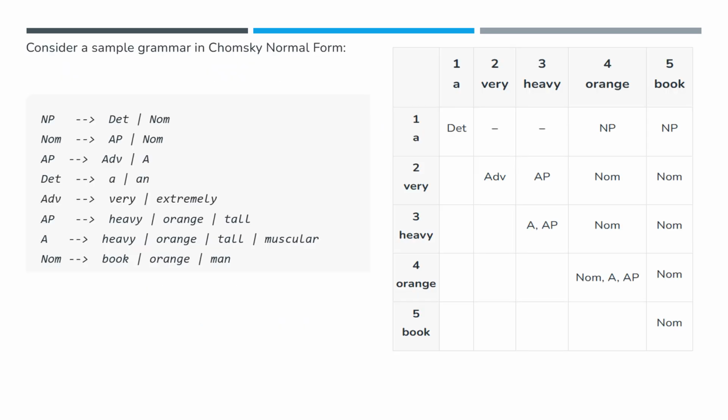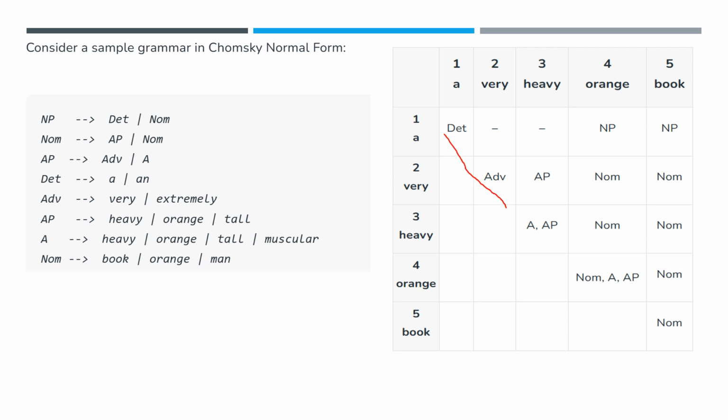So for the table, what I need to do is, here is my grammar. It is in CNF form. Using this grammar, I'll write my sentence in the blocks. So I have a very heavy orange book. Same, I'll write in the rows as well: a very heavy orange book. In case of dynamic programming, it is an upper triangular matrix.